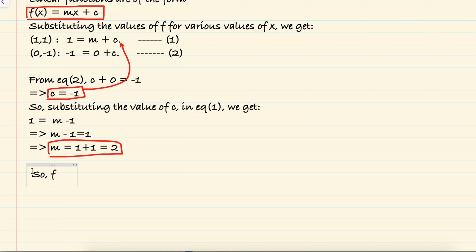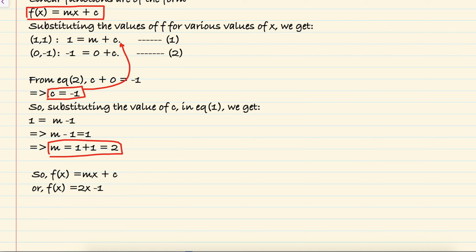So f(x) is equal to mx plus c, or f(x) is equal to 2x. In the place of m we put 2, and in the place of c we put minus 1. So 2x minus 1. So this is our function.